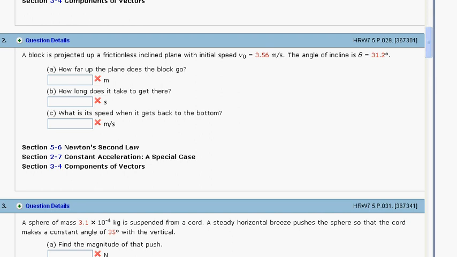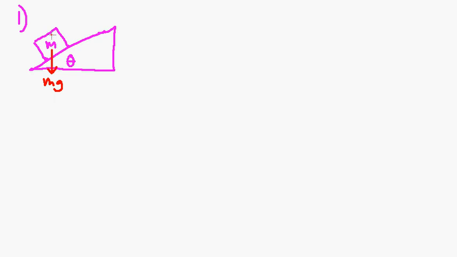Okay, so let's go right here and say, oh fine, we're using pink. So, this block on a frictionless inclined plane has a mass of m and angle theta. Let's draw some forces on this thing. So it's got weight, mg of course. It's got a normal force, and are there any other forces?